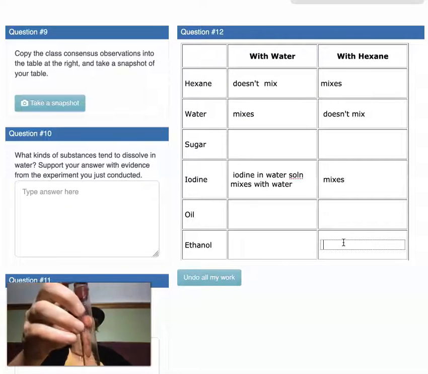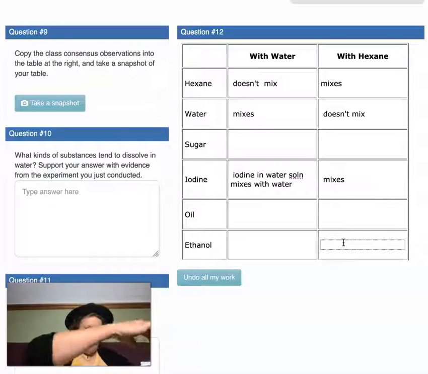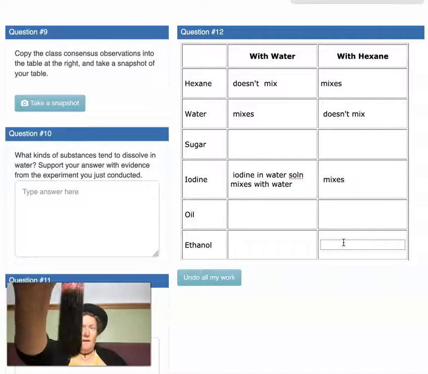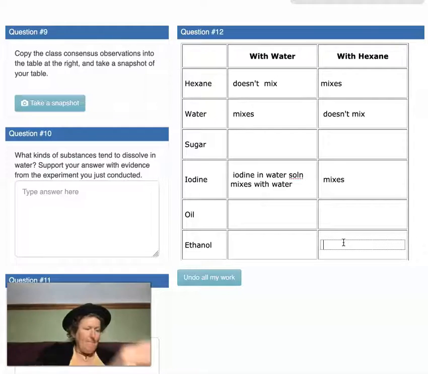If I put the blue alcohol with water, it makes purple. They mix just fine. And the blue water and the red alcohol make a purple solution.